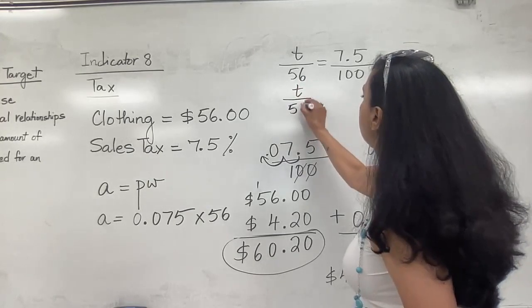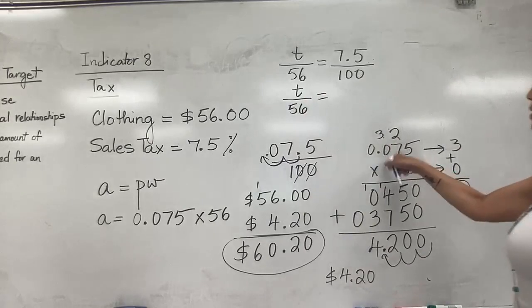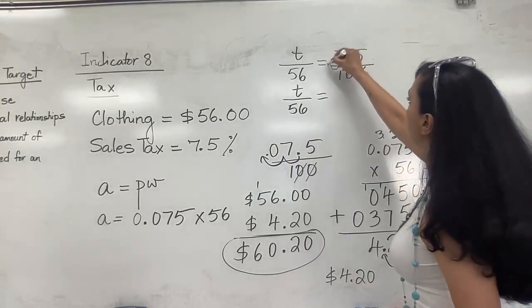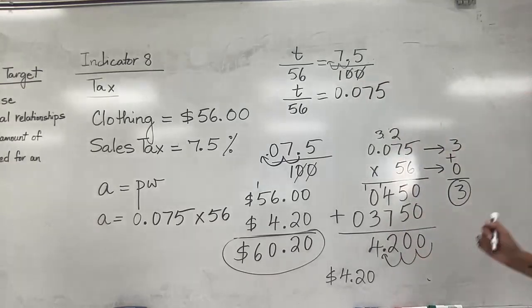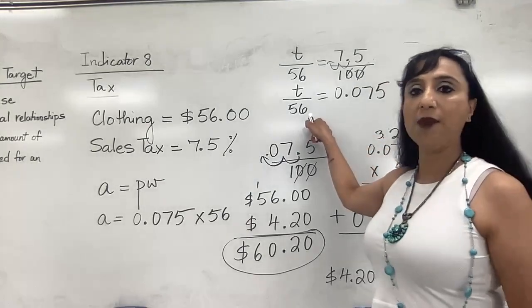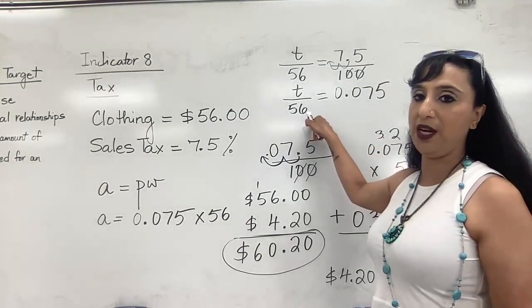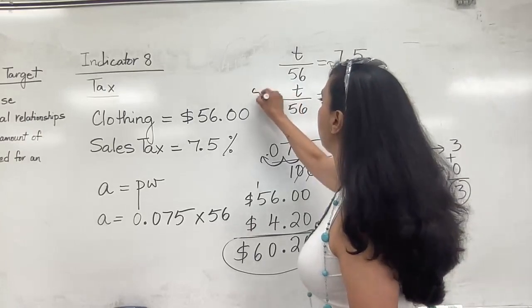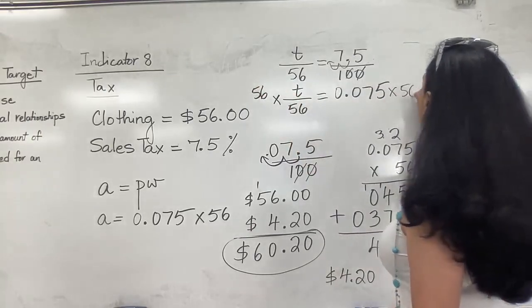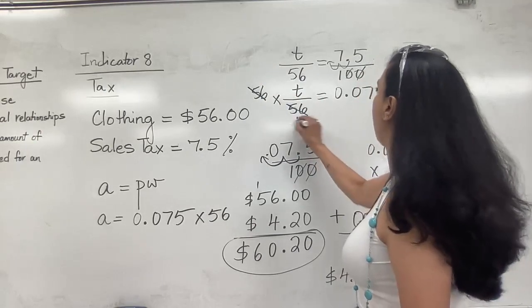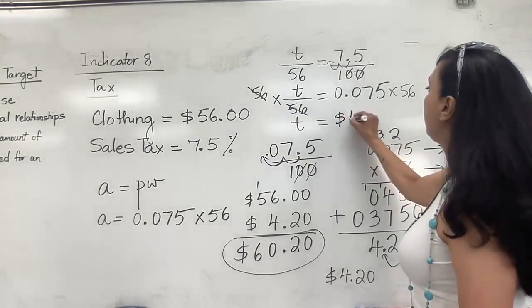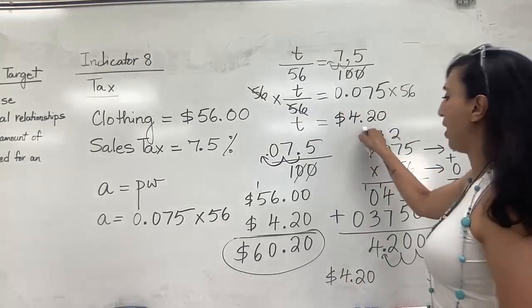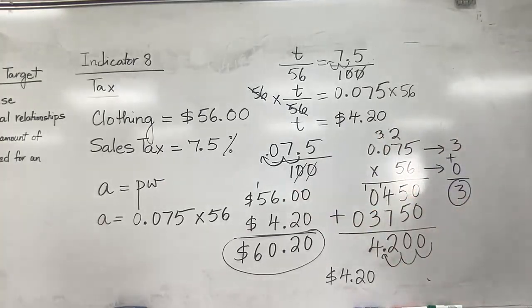So T over 56 is equal to, same thing, 1, 2. So we go 1, 2 to the left, and here, okay, 75,000. And then this is division. So the opposite of division is multiplication, property of equality. Multiply both sides by 56 times 56, right? This and this cancel each other out, and T is equal to, look, same thing here. And I get $4.20, which I add on to the 56 to end up with exactly the same answer. All right.